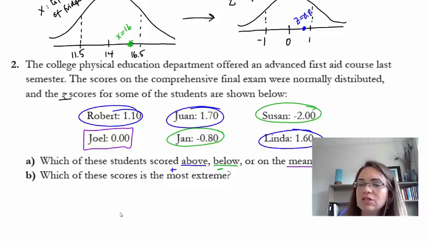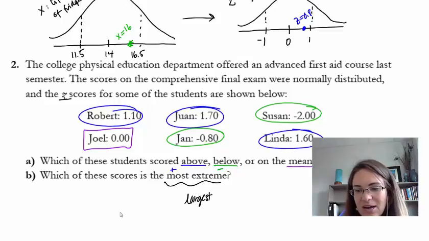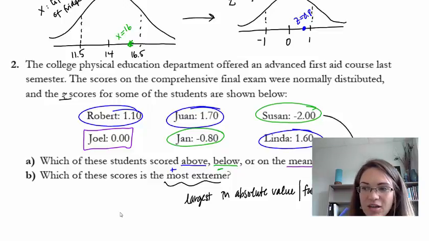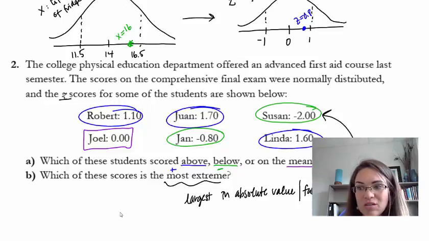The most extreme score is the one that's the farthest or the largest in absolute value. That means they are farthest from the mean in terms of standard deviations. And that winner is Susan. She didn't do well, she did poorly, and she did the most extreme in the poor direction.